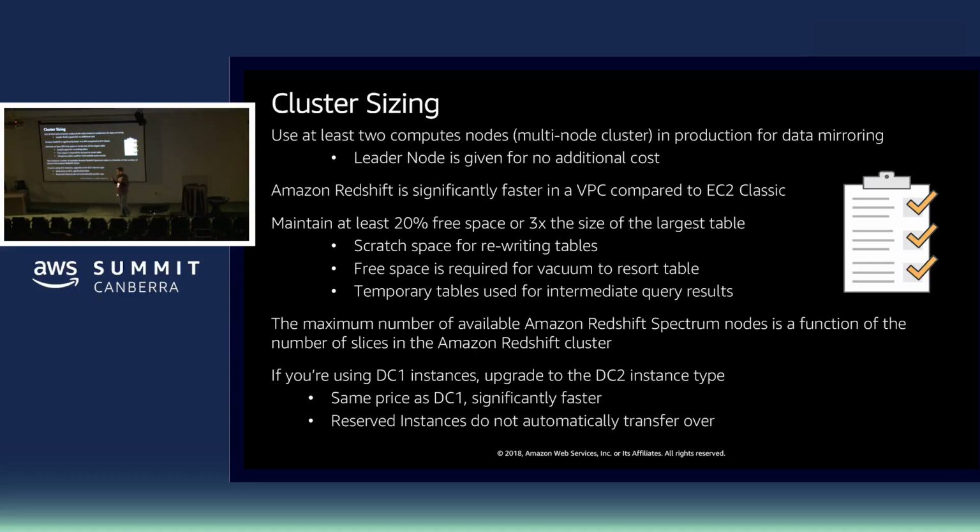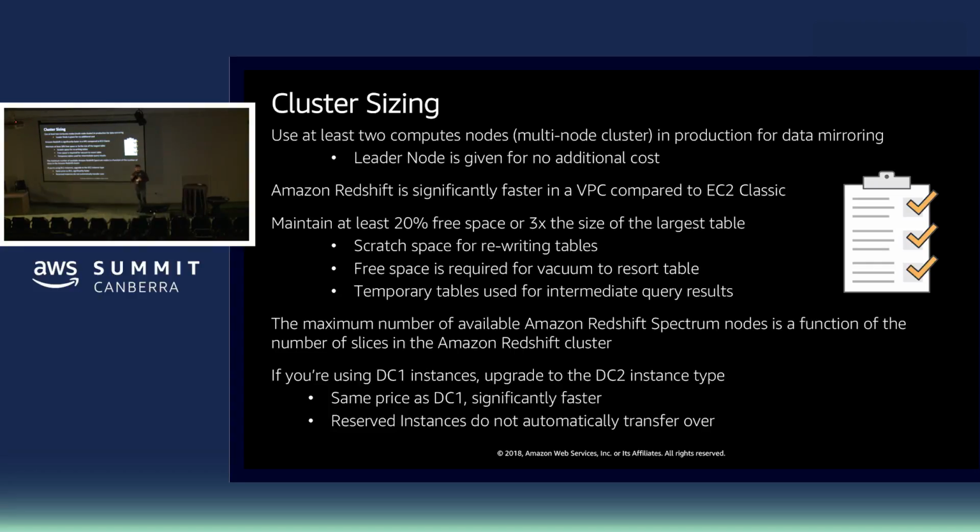So again, just repeating that point, the maximum number of available Spectrum nodes is a function of your Redshift cluster size. Remember that always. If you're using DC1 instances, anybody using DC1s here today? Okay. DC1 is our old generation compute instance. Please move to DC2 instances. DC2 instances are far better, same price, no additional price you have to pay. If you've got reserved instances, please talk to your account teams. We are more than happy to migrate your reserved instances from DC1s to DC2s.